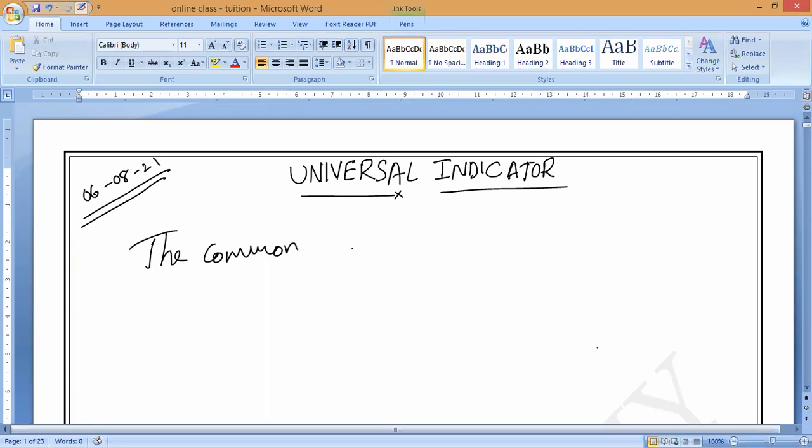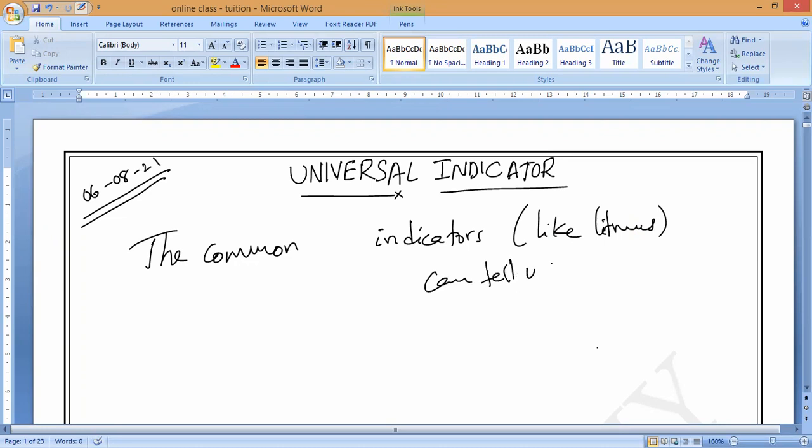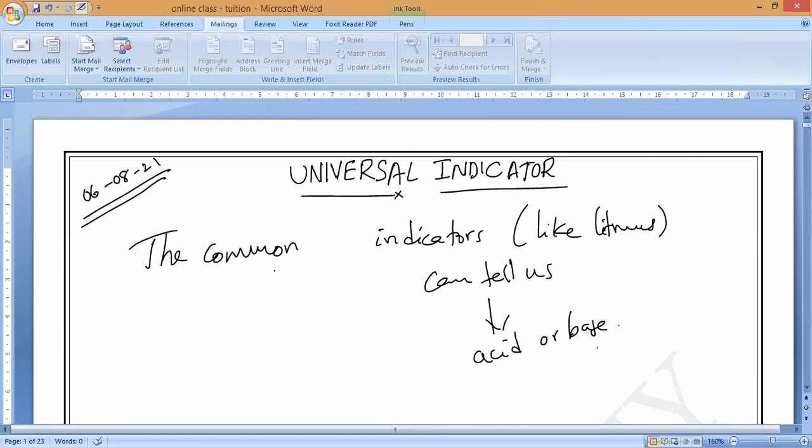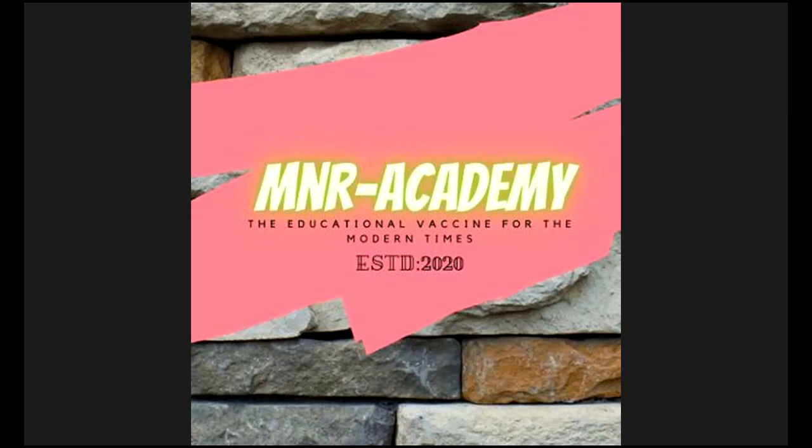So, the common indicators, like litmus, what can they tell us? They will tell us whether the given substance is acidic or basic, yes or no? Observe very carefully, all of you. This is very important: what is the difference between common indicators and the universal indicator? This may be asked.